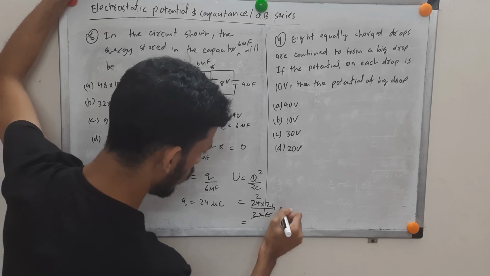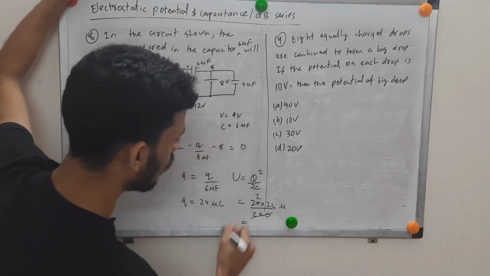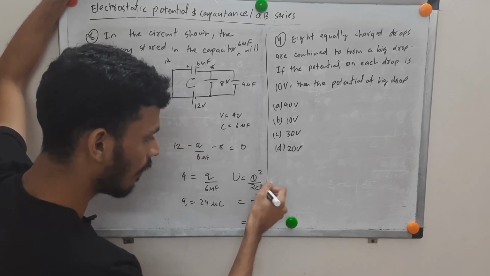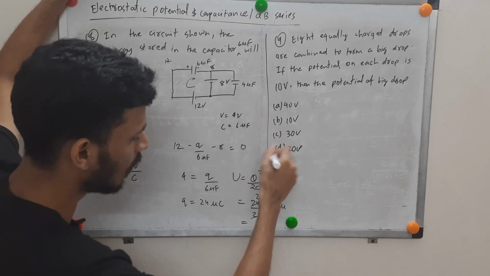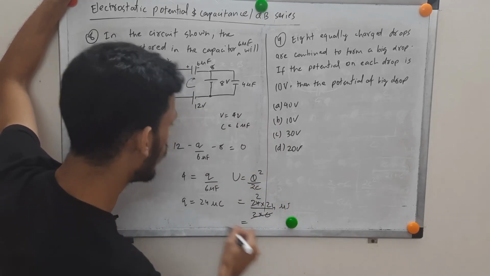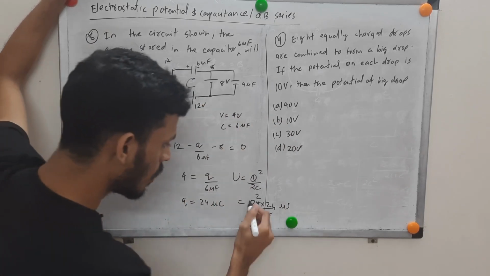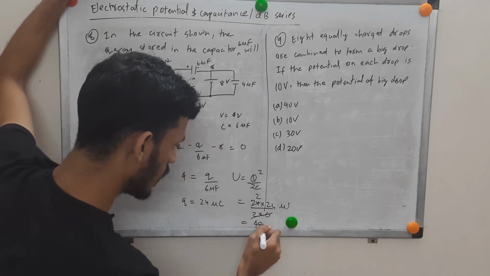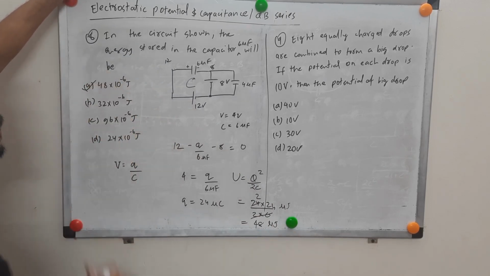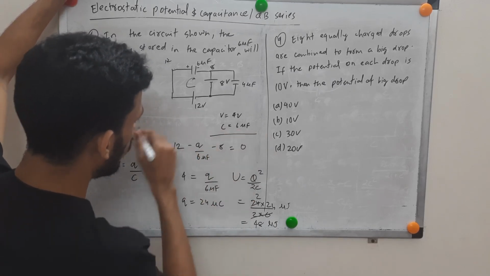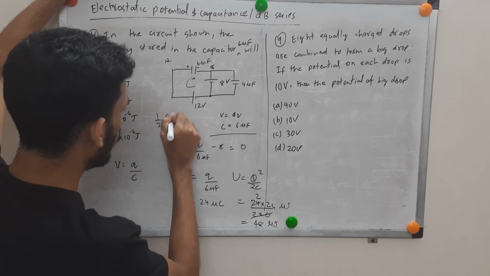And this is all in micro. This will be micro squared actually, but again we have capacitance in micro, so one micro will get cancelled, and you have the answer in microjoules, or 10 to the power minus 6 joules. So 12 2s are 24, and 24 2s are 48, which is 48 into 10 to the power minus 6.